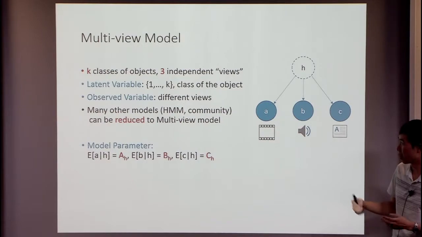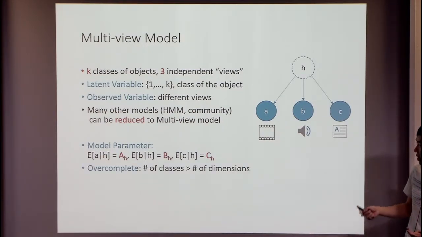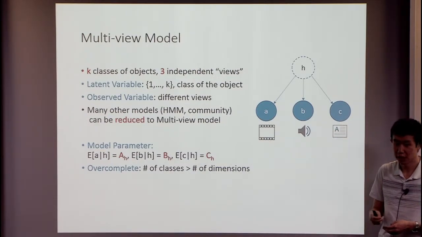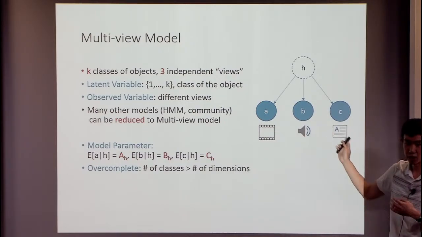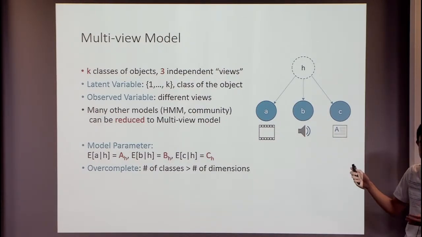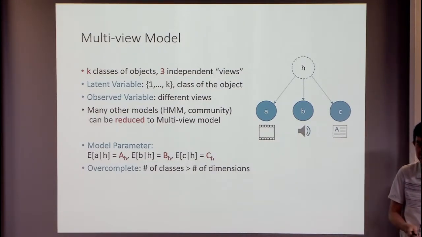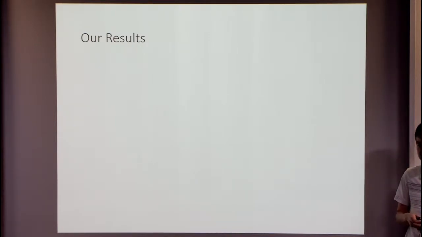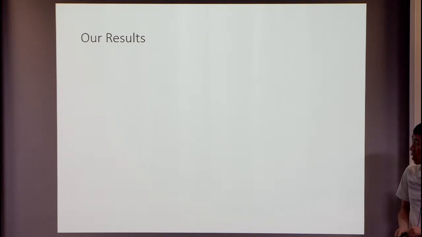And again, we also have the overcomplete multi-view model. By that, we mean the number of classes, this number k, should be larger than the number of dimensions, d here. In general, they can have different dimensions, but in this talk, we will focus on the simpler case where they have the same dimension d. So in this work, we show that we can actually learn these kinds of models, including some other models, even when they are overcomplete.